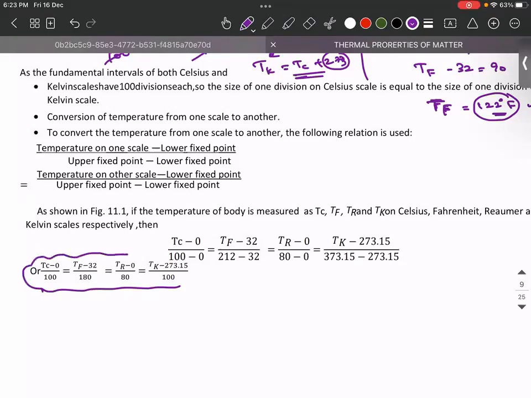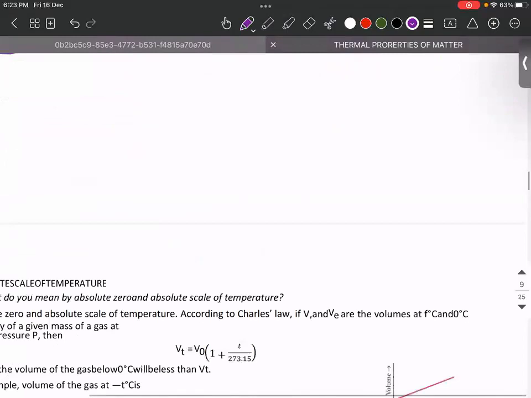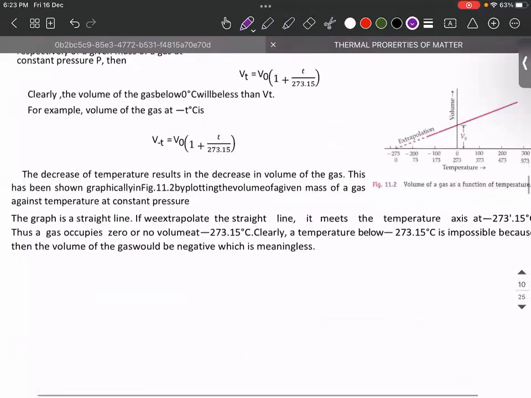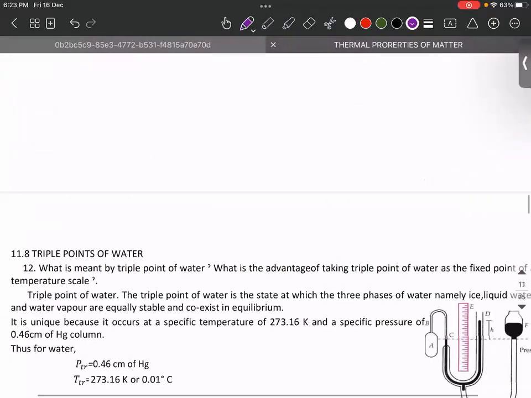Clear with this, guys? Next. So this part and all, we will not waste time.